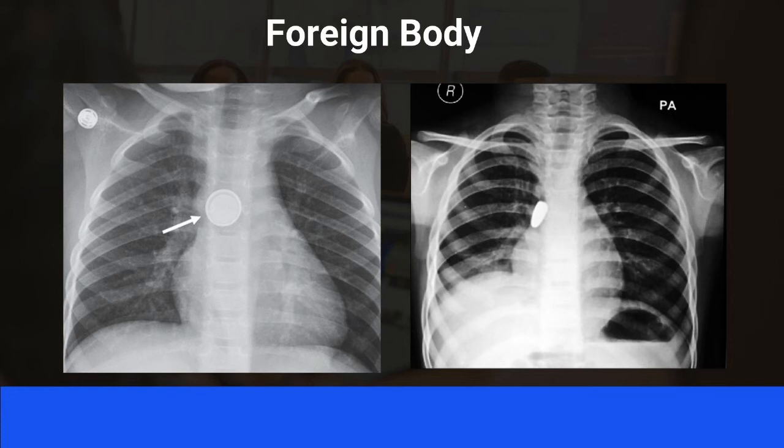Usually all metallic objects except aluminium are opaque, and most animal bones and all glass foreign bodies are opaque on a radiograph. However, most plastic and wooden foreign bodies and most fish bones are not opaque and give you a very hard time for diagnosis, and you have to rely on the history alone.